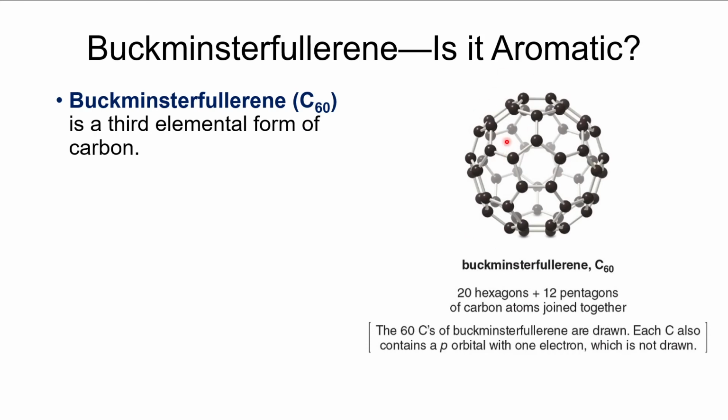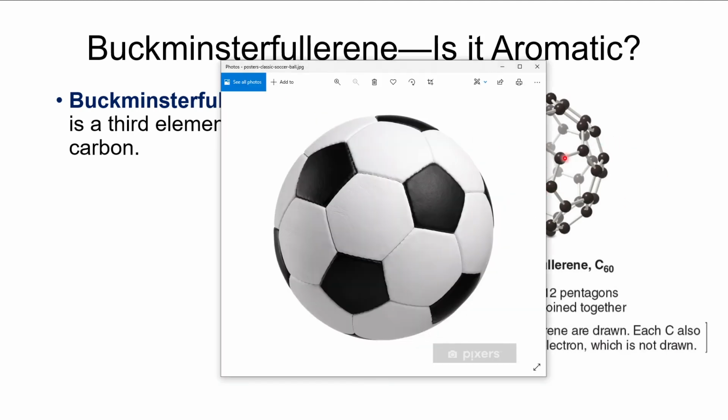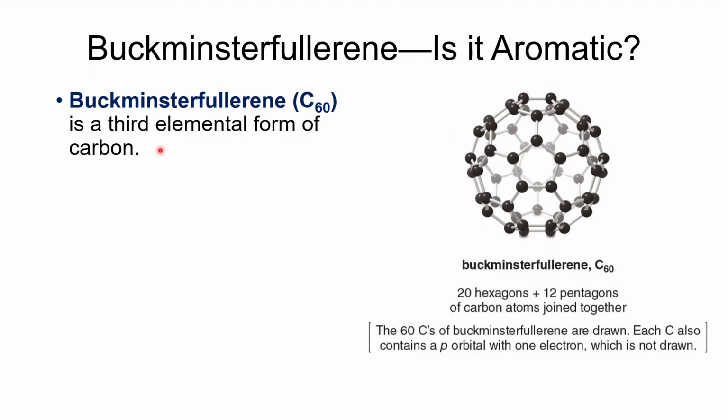Now, if you're having trouble seeing what this looks like, I have a photo. All right, I got this photo. I just downloaded it from the internet, and there is the photo of what this looks like. If you imagine each of the vertices here, each of these points is a carbon, and perpendicular to each of those points is a p orbital. So we're going to find that Buckminsterfullerene is cyclic and completely conjugated.